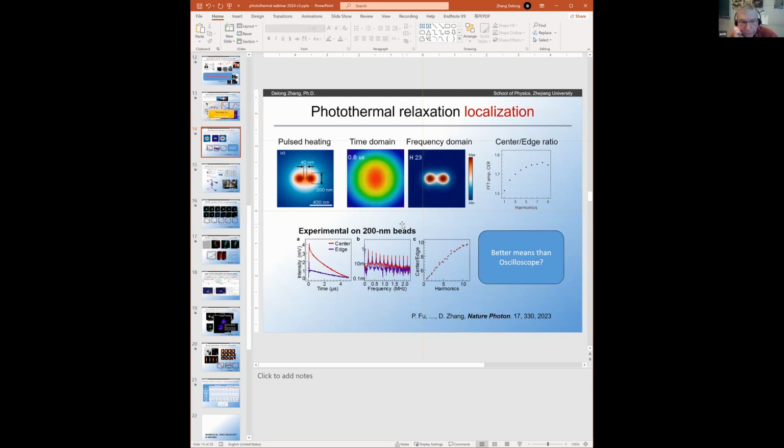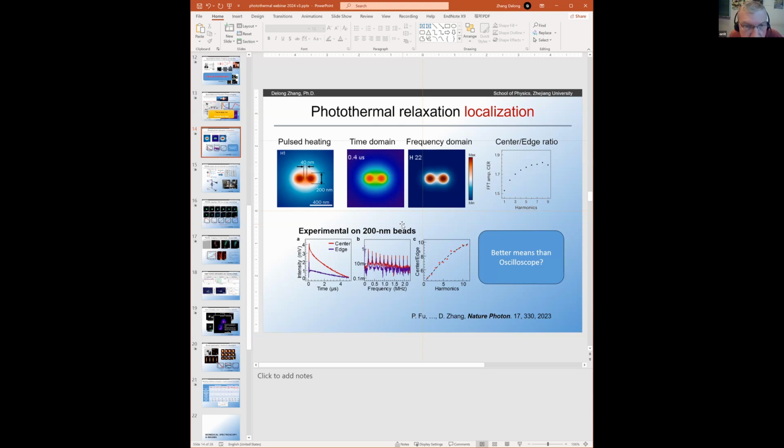And also, if you use short pulses, then the faster frequency components will show up. If you use slower, for example 500 nanosecond, very slow IR pulses, then the heat has already conducted to a very far distance, and everything mixes up. Okay, thank you. Maybe we are waiting for more questions.